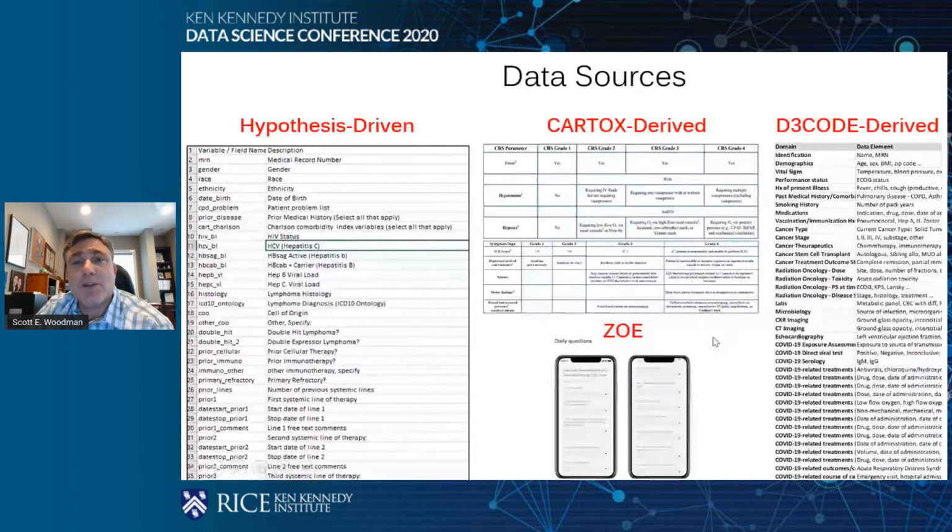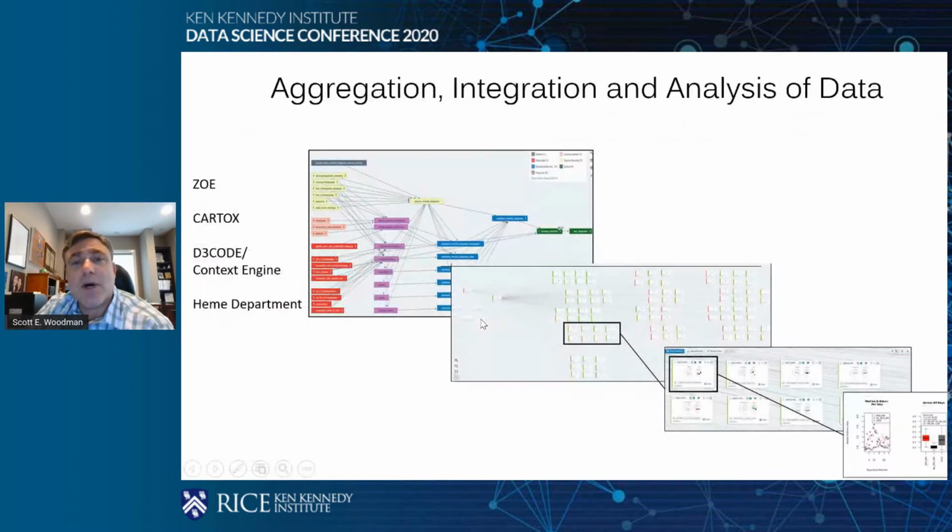And then in addition to that, we have all of the D3CODE derived data from the medical record, et cetera, and all of the data that has been derived from the department itself. The bottom line is that we integrate the outpatient data, the inpatient toxicity data, the D3CODE or COVID-related data, and then the data that the department itself is interested to focus on.